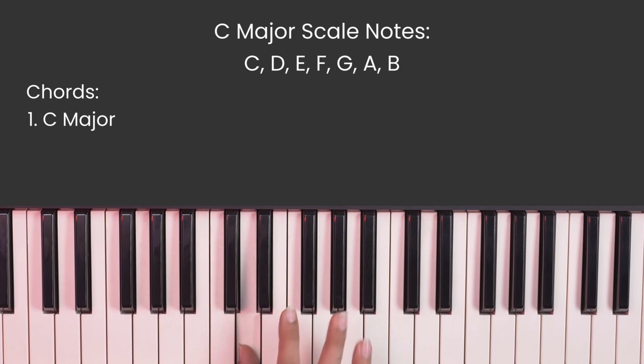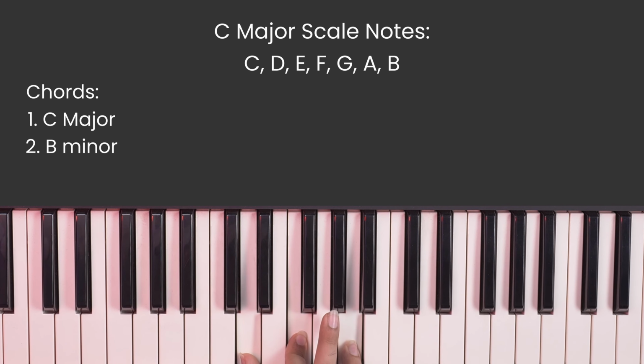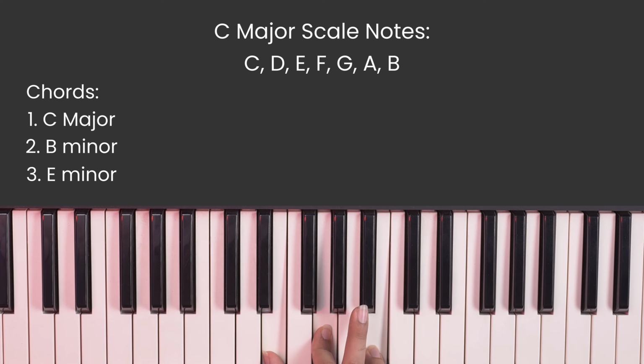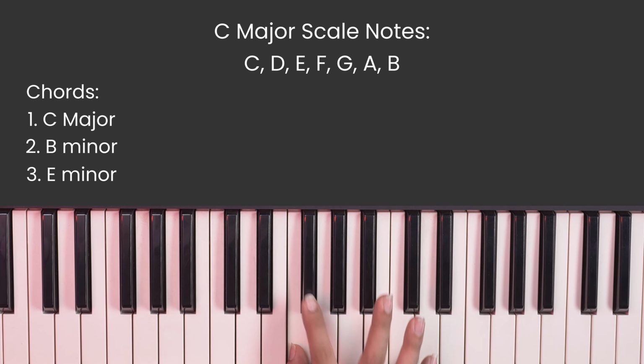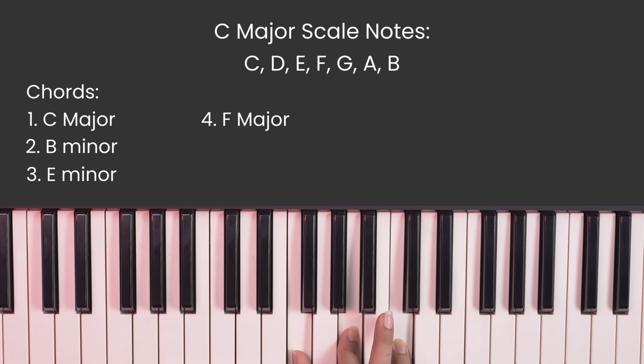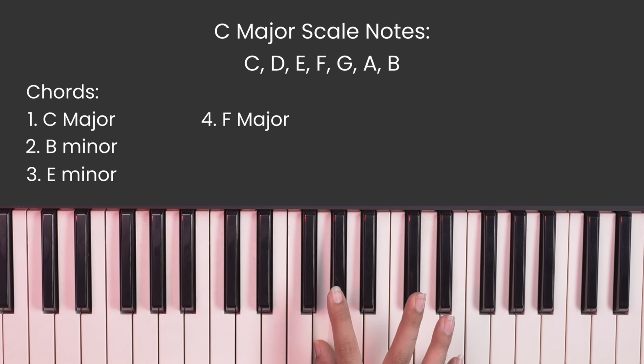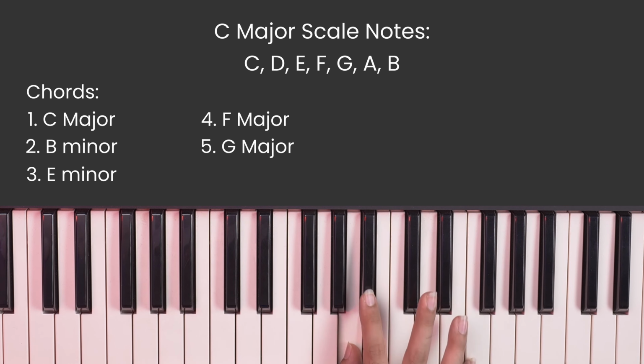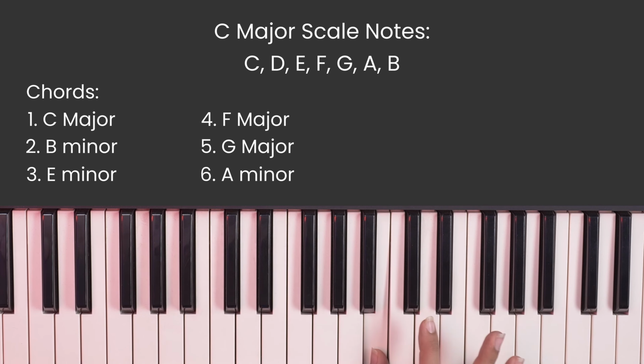Then we go to D. 0, 1, 2, 3, 4. 4 is not there, then we have to play 3, 4, 5, 6, 7: D minor. Then E: 1, 2, 3, 4 is not there, then we play 3, 4, 5, 6, 7: E minor. Then we go F: 0, 1, 2, 3, 4, 5, 6, 7: F major. G: 1, 2, 3, 4, 5, 6, 7: G major. A: 1, 2, 3, 4, 5, 6, 7: A minor. B.